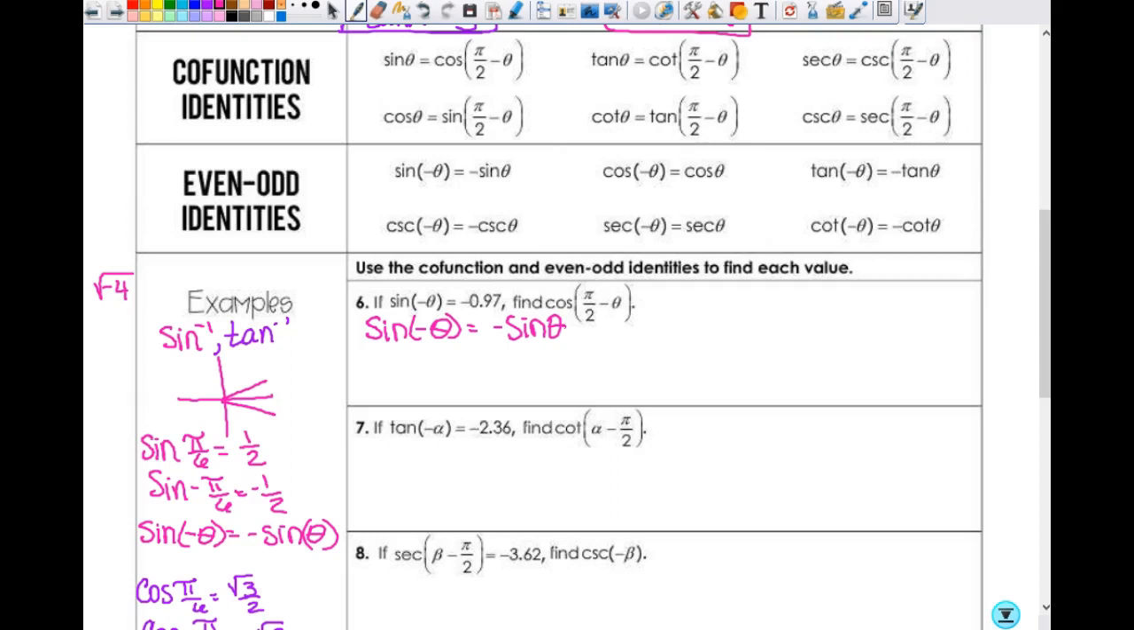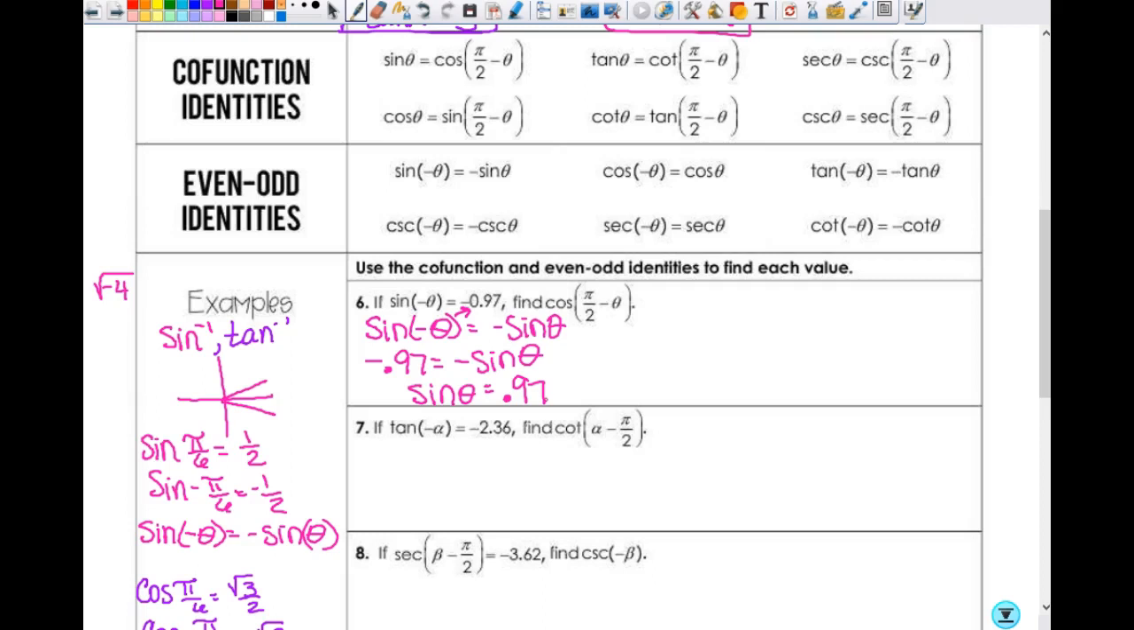Do we know what sine of negative theta is? Yeah, they gave it to us, right? We have it right here. So I can substitute. So negative 0.97 is equal to negative sine theta. All right, so then what is the sine of theta equal? Equals positive 0.97, right? You see how that works? Basically just multiply both sides by negative 1.